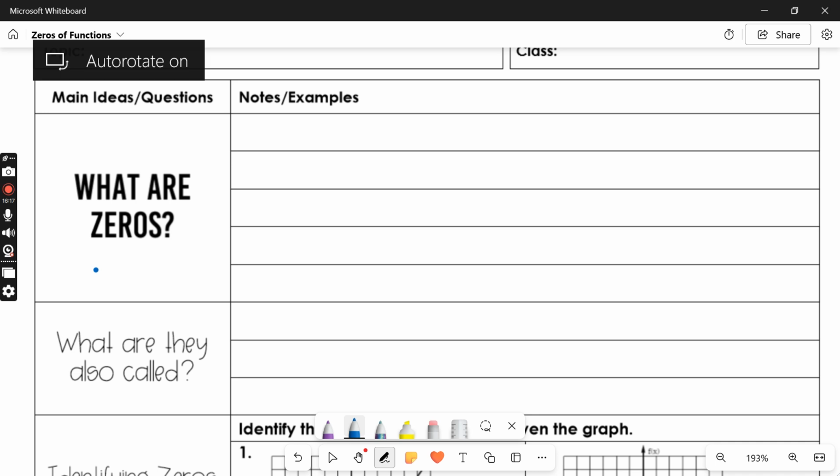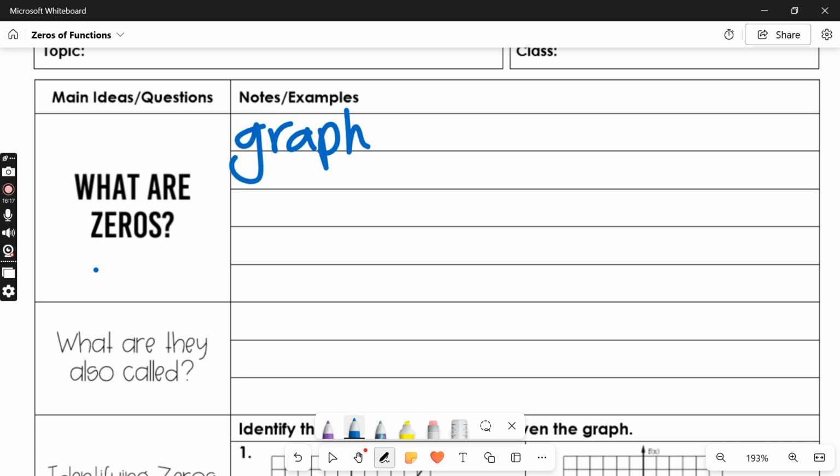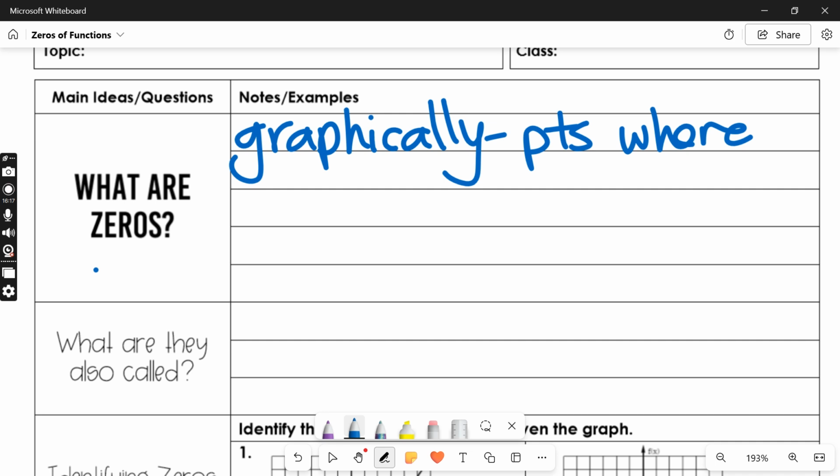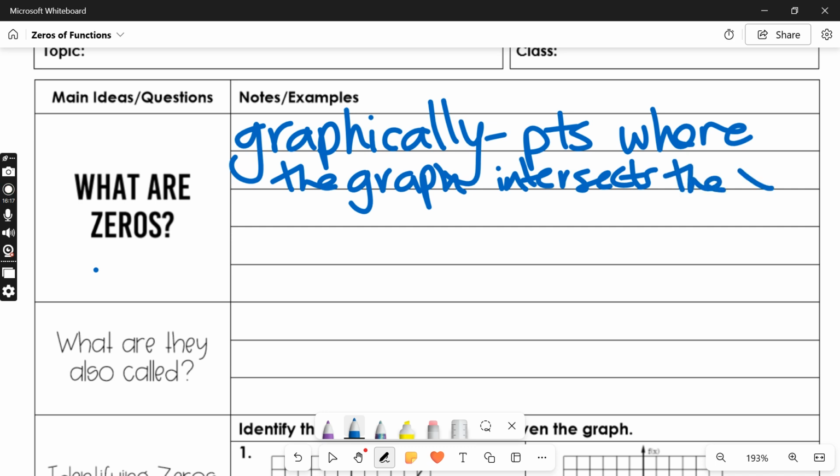So the first thing it says is, what are zeros? We have two definitions we're going to put in here. One is graphically. Graphically, a zero is the points where the graph crosses the x-axis or intersects the x-axis. So I'm going to abbreviate: points where the graph intersects the x-axis.